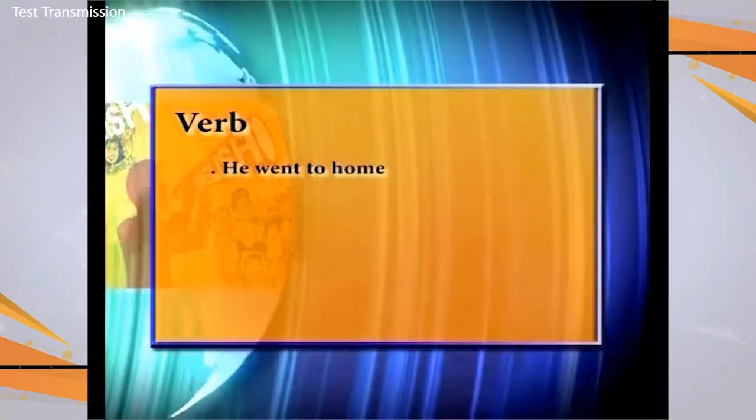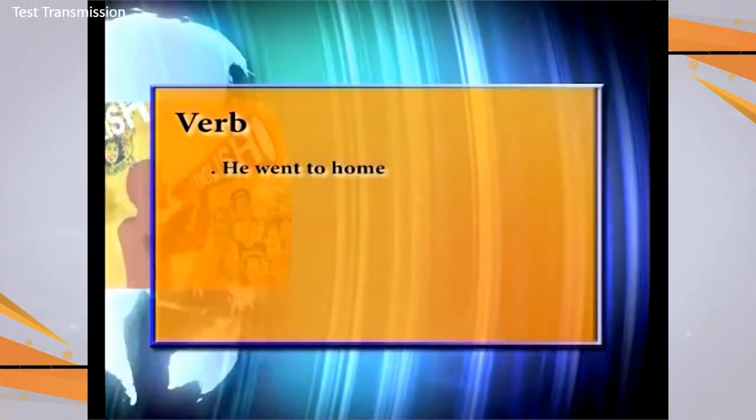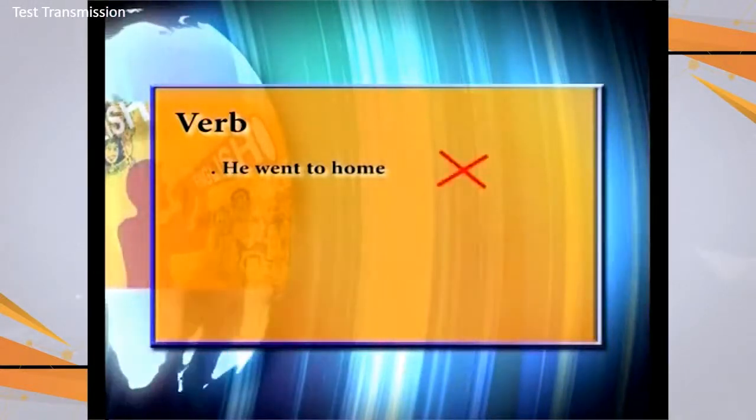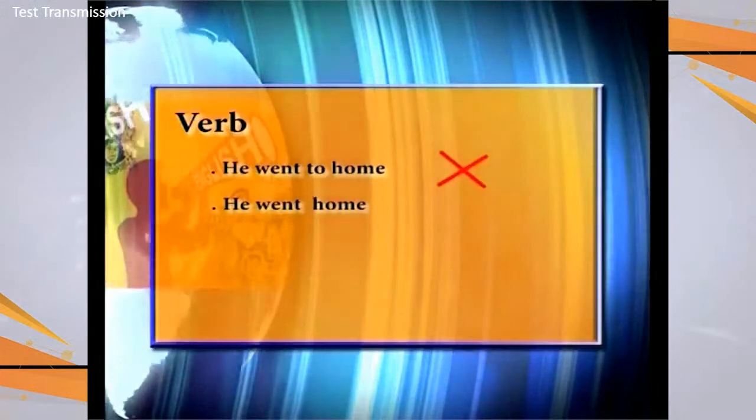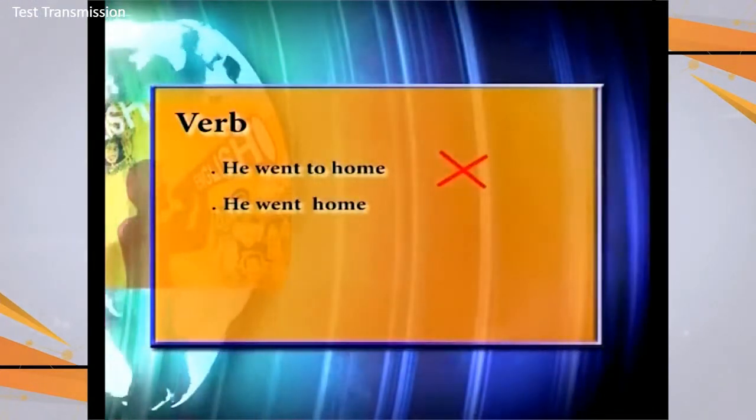Most verbs denote an action. For example, he went home. One of the common mistakes committed in Pakistan is saying he went to home, which is wrong. We must say he went home. Although after went or go we must use to, when we talk about home, we don't use to.